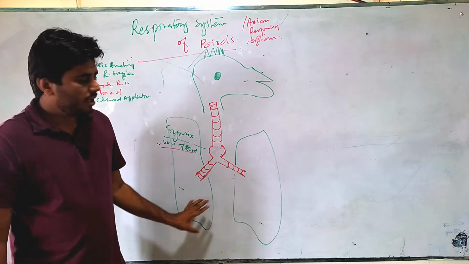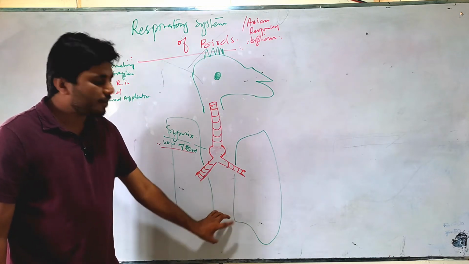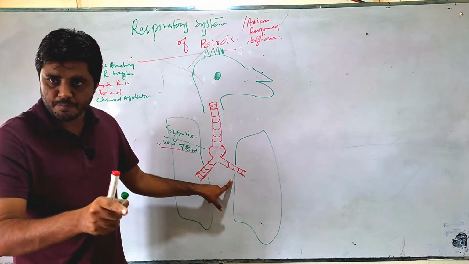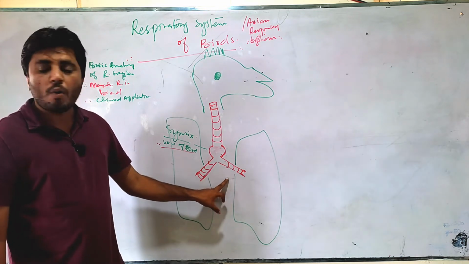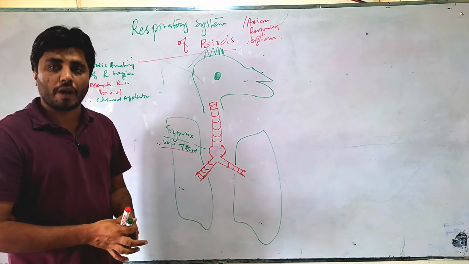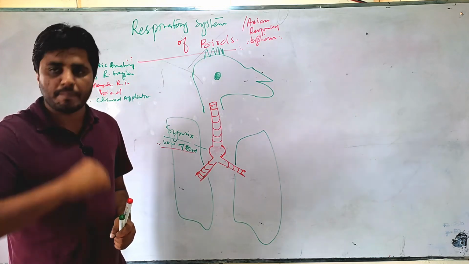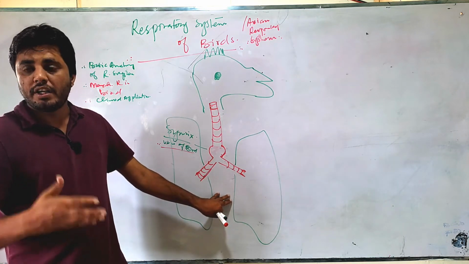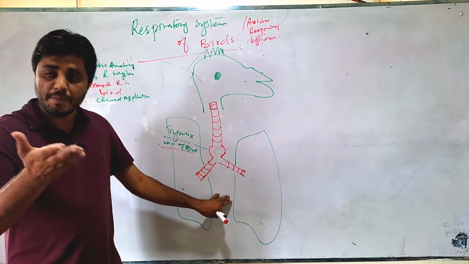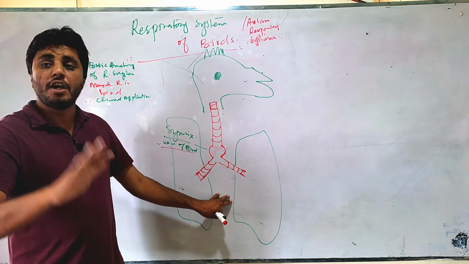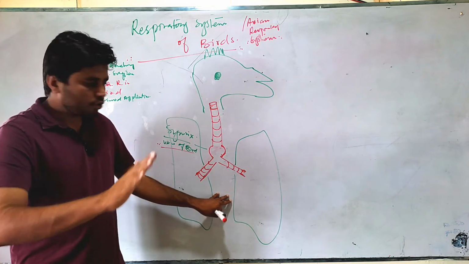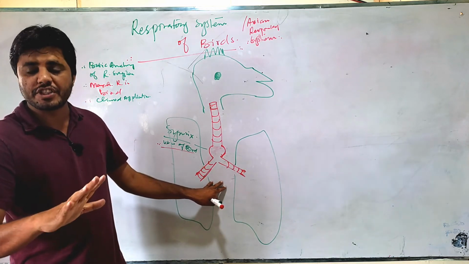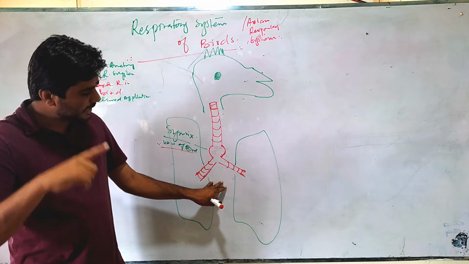There are two important things, because birds do not have a diaphragm. So there is no proper demarcation between the thoracic cavity and the abdominal cavity of the bird. You cannot differentiate them properly because there is no diaphragm. The diaphragm is the structure that differentiates between the abdominal cavity and the thoracic cavity. In birds we do not have a diaphragm, so there is no proper differentiation between thoracic and abdominal.